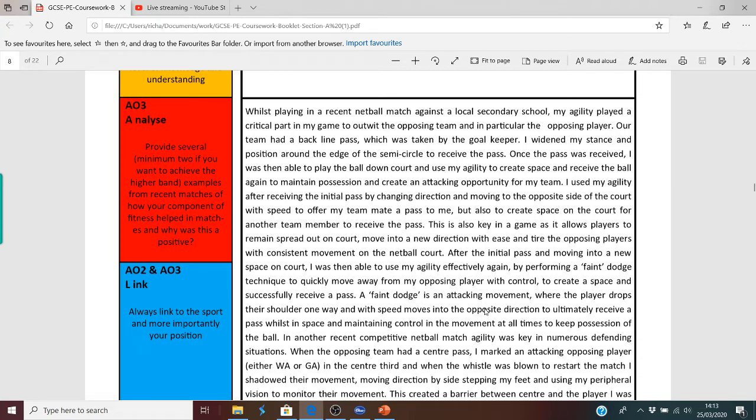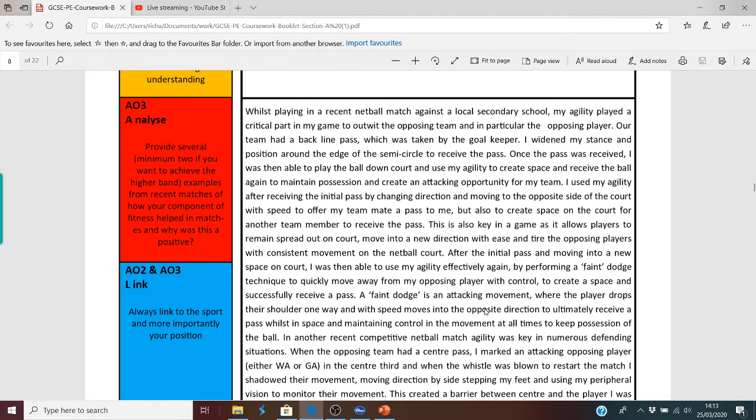I use my agility after receiving the initial pass by changing direction and moving to the opposite side of the court with speed to offer my teammates a pass to me, but to also create space on the court for another team member to receive the pass. This is also key in a game as it allows players to remain spread out on court, move into a new direction with ease, and tire the opposition players with consistent movement on the netball court.